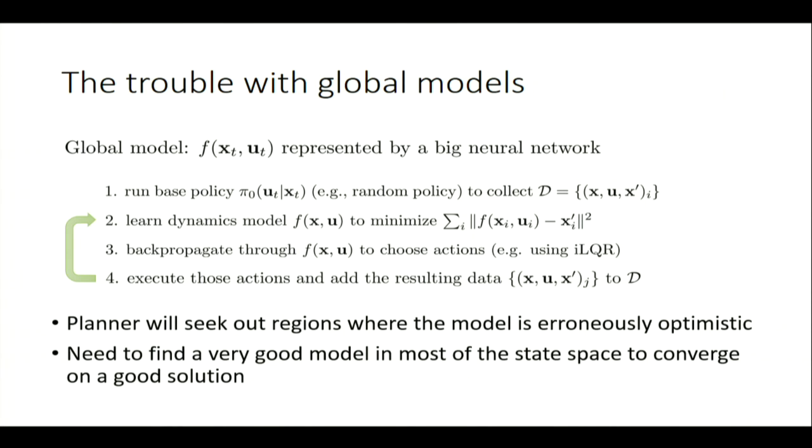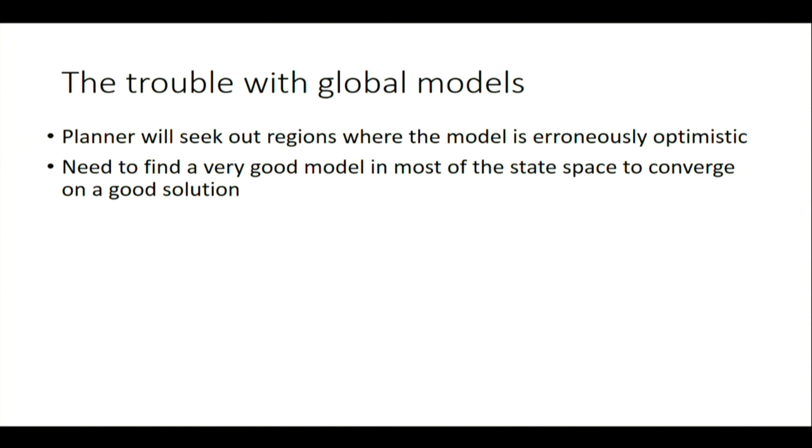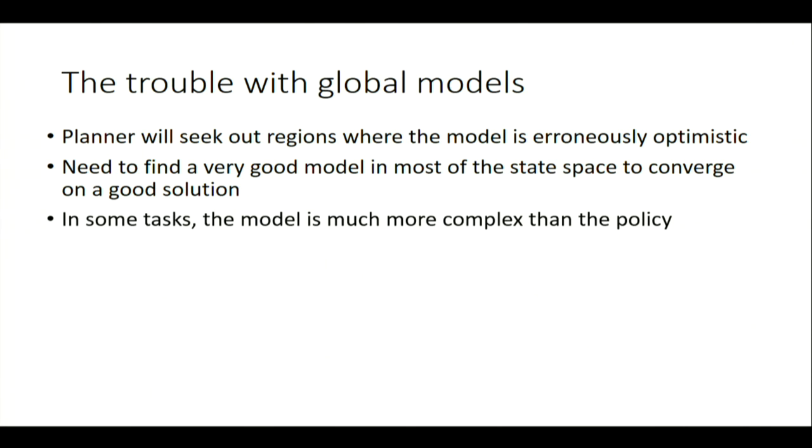So the trouble with the global models is that you need to typically find very good models in most of the state space before you converge to a good solution, especially in problems where the model tends to be overly optimistic and where there's one good thing that you'd like to find, and it's kind of hard to find, and there are many ways to get it wrong. The reason this happens is that in some tasks the model is actually much more complex than the optimal behavior.